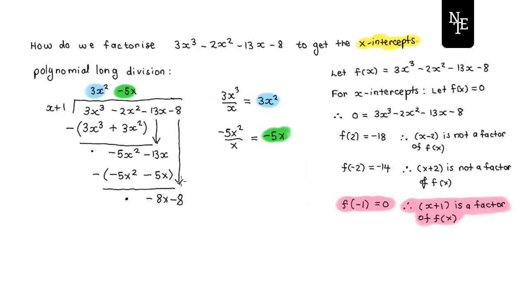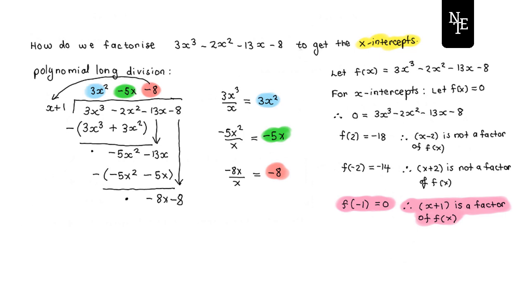After you're done with this step of bringing down, you then need to start all over again. By start all over again, we mean that this x needs to divide into this first term again. So when we do that, we're going to have minus 8x divided by x, that's going to be equal to minus 8. This answer then needs to be written at the top over here. So we're going to have a minus 8 over here, and this minus 8 must then multiply both the terms of your first factor.